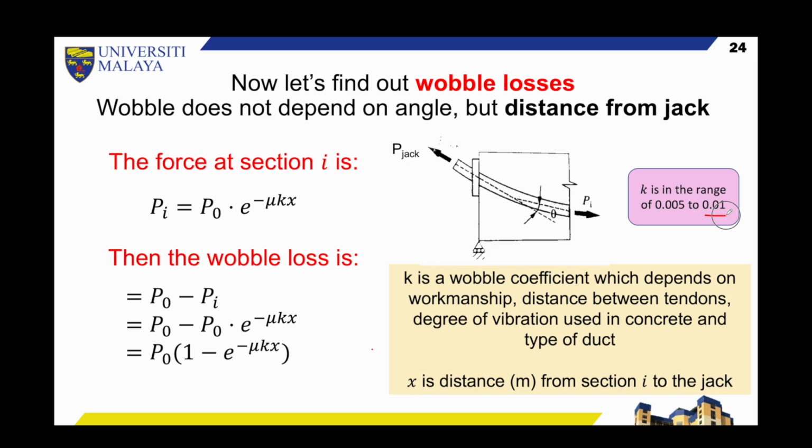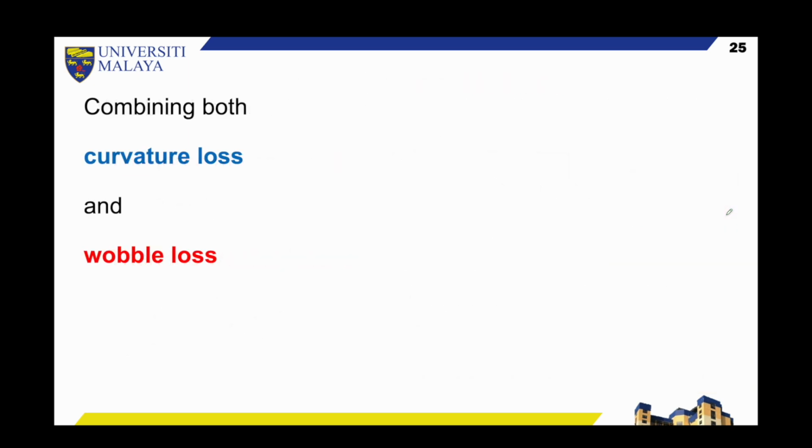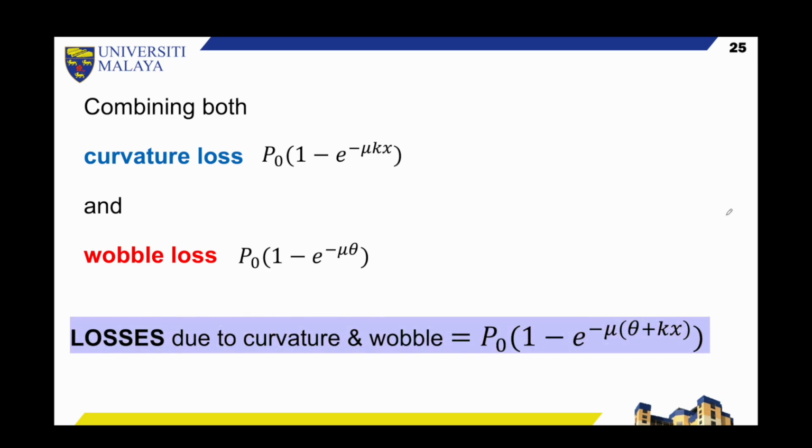So we can combine both of these equations. We can combine curvature loss and we can combine wobble loss. And once we combine them, we get a single equation. So the losses due to both curvature and wobble, which is categorized as friction, is P naught multiplied by 1 minus E raised to the power of negative mu multiplied by the quantity theta plus K times X.